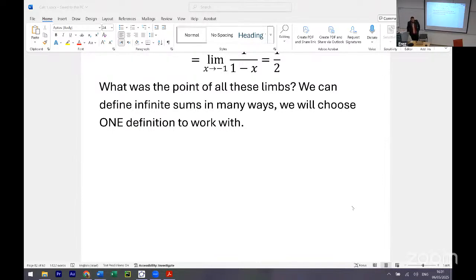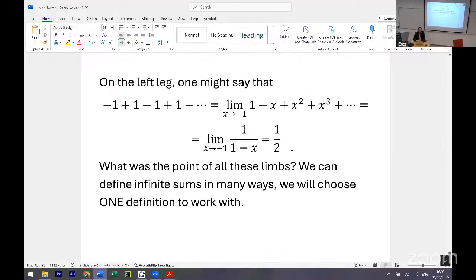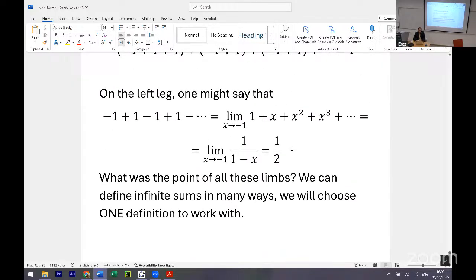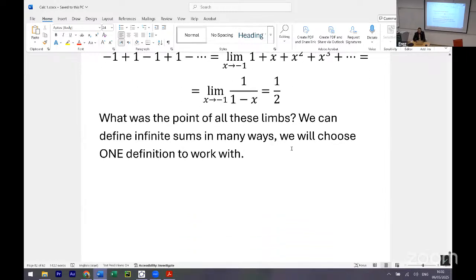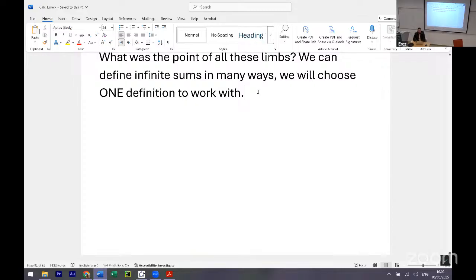Okay, so we're back with calculus. I'll remind you that we've just been starting a new subject of infinite sums. I said that you could possibly find an infinite sum in different ways, but we will do it in one specific way, which is very intuitive.